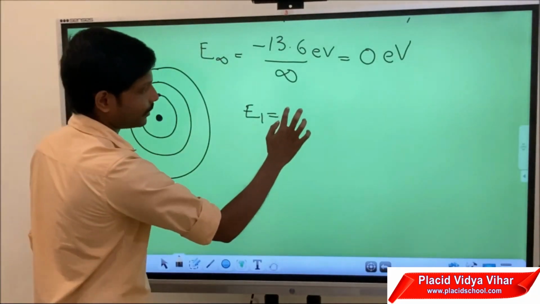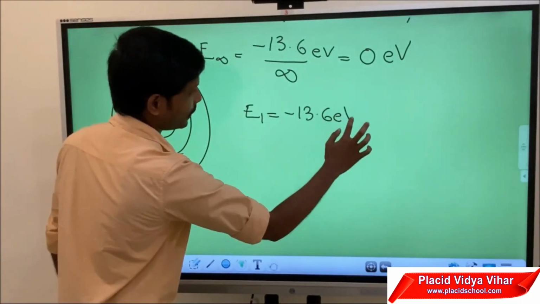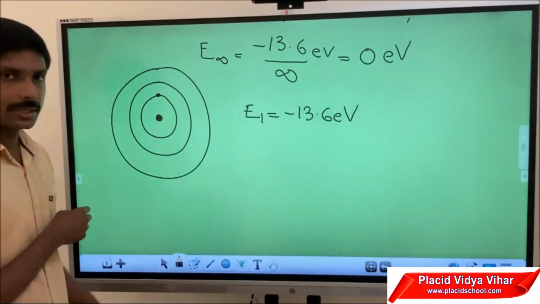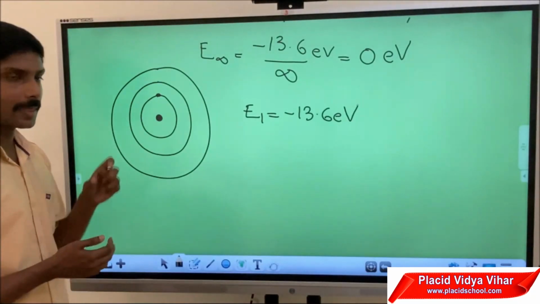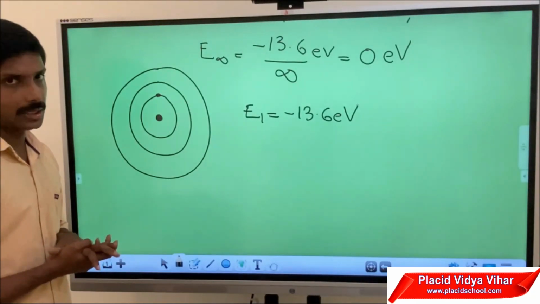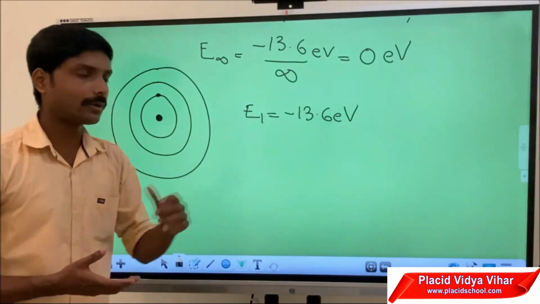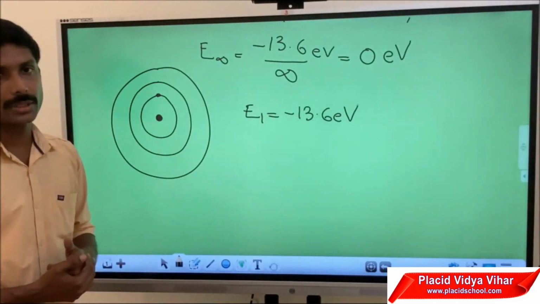It is minus 13.6 electron volt. So this is the minimum or the least value of energy that the electron will be having when it is revolving in the first orbit, because hydrogen has only one electron and hence it will be revolving in the first orbit, and that value of energy is minus 13.6. This is the ground state.